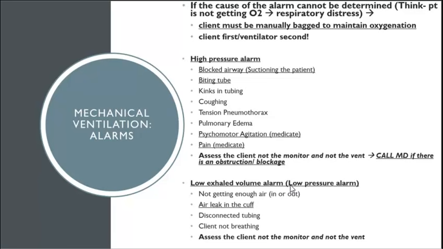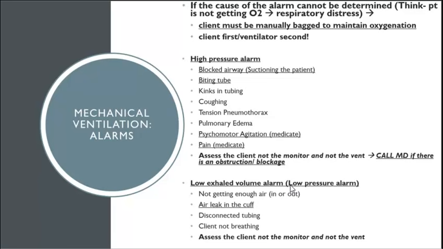So, the difference between a high pressure alarm and a low pressure alarm. High pressure means blocked airway or patient biting the tube. That's typically what it means. It could be kinks. Something in the airway is blocked. Psychomotor agitation, it could be biting, could be pain. Assess the client, not the monitor. Assess the client, not the ventilator. Call the doc if there's an obstruction.